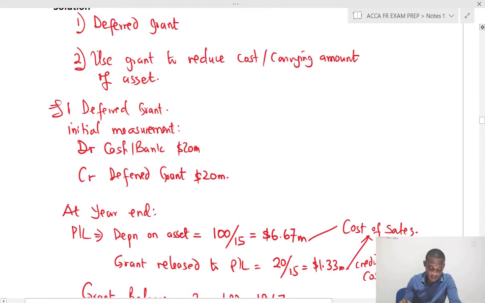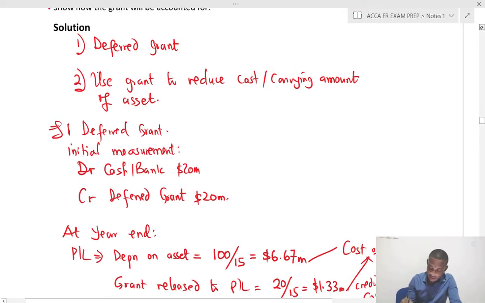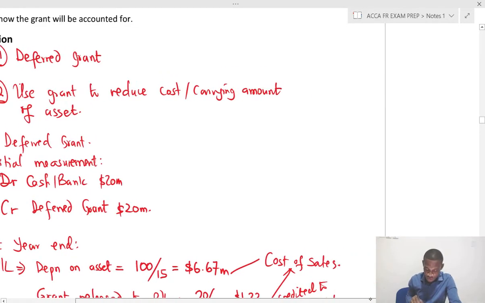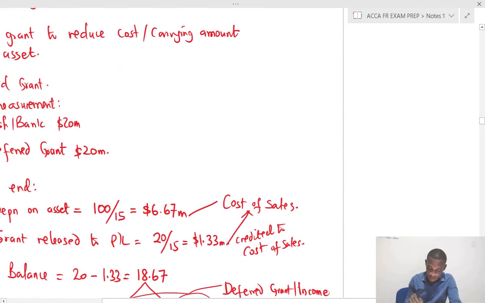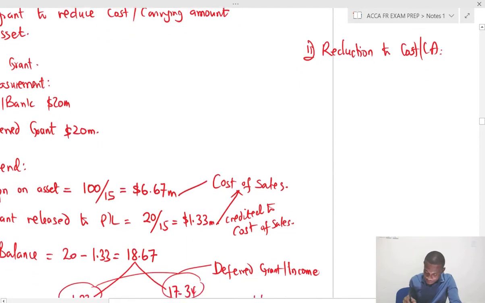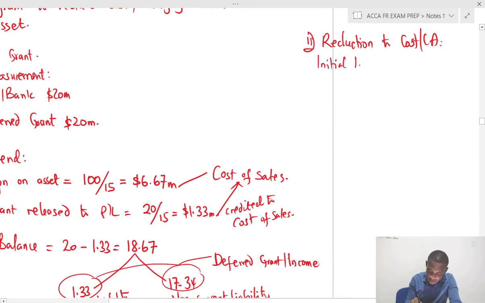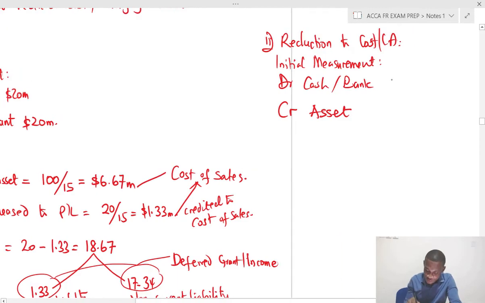Now, quickly, let's look at the second approach. If the entity so chooses to account for the grant, that is reduction to cost, or carrying amount. It means that at the initial measurement, please take note, the double entry they will pass will be, they will debit cash or bank, that is if the grant is received, and they will credit the asset. So here 20.